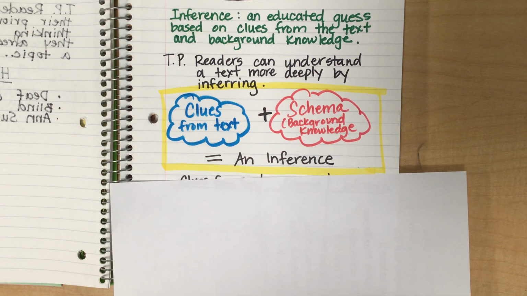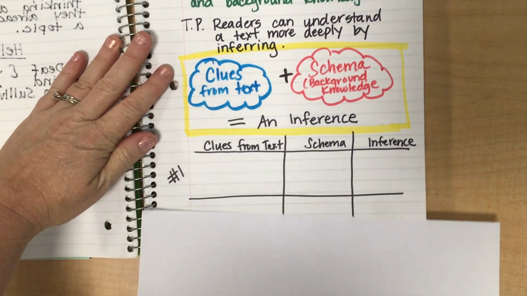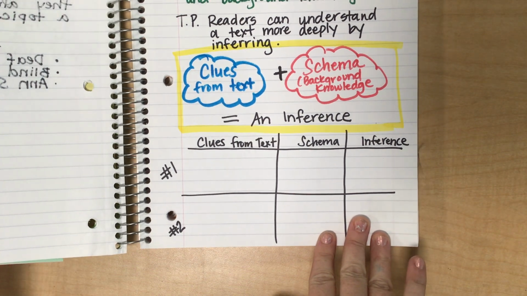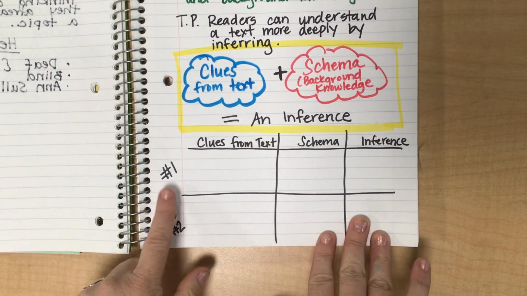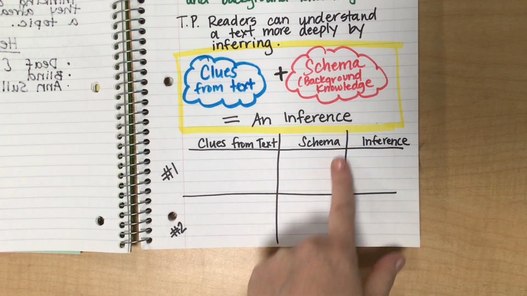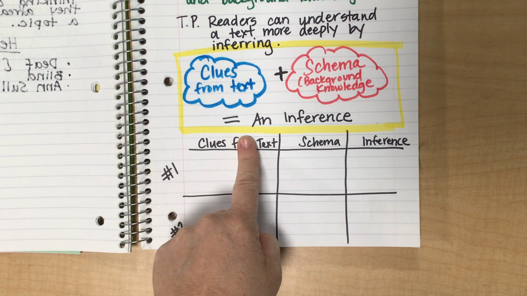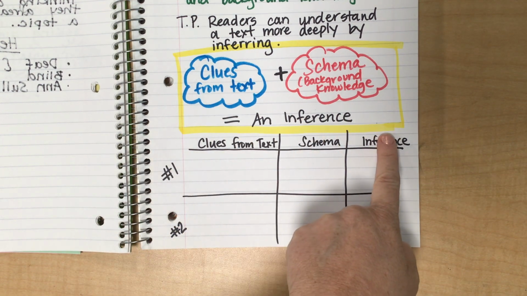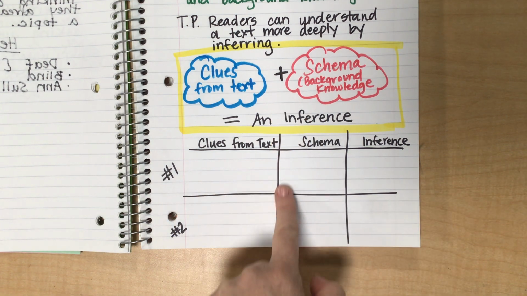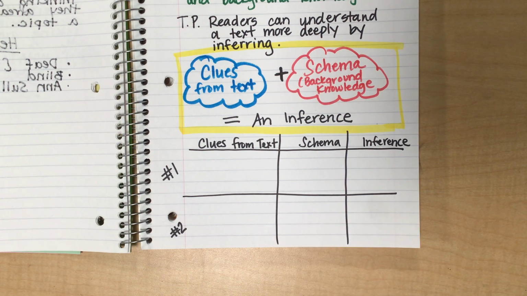First, watch me how I do this work. We're going to make this chart. We're going to do two examples, and then you're going to do one after this lesson in our Google Classroom. I made a chart, and I want you to make a chart as well. Write clues from the text, schema, and inference. And then we'll draw a line. Let's see if we can read this text and get some clues, but go ahead and pause if you haven't finished making our chart yet.